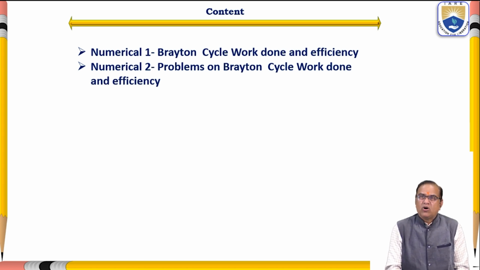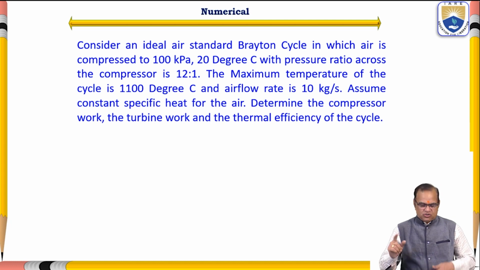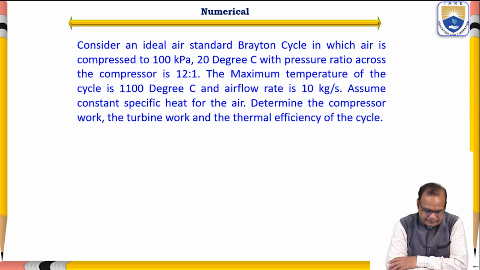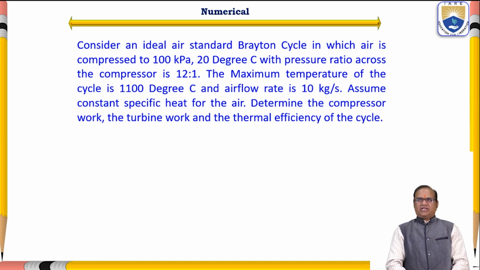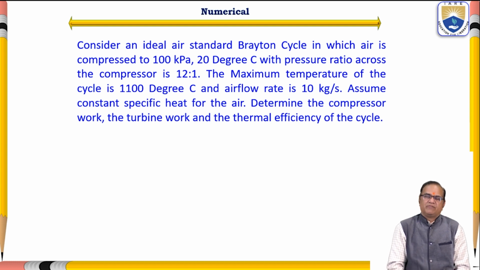Numerical 1 is Brayton cycle work done and efficiency. Numerical 2 is also Brayton cycle, work done and efficiency. So here we have the first problem. I will read it out, then we will try to solve it.